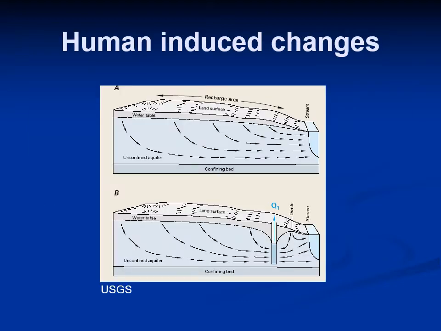When humans install pumping wells, it draws down the local water table in a cone of depression around the pumping well, shown here. This can actually cause a flow reversal, so the groundwater flow goes towards the well, reducing groundwater flow into the adjacent receiving stream.